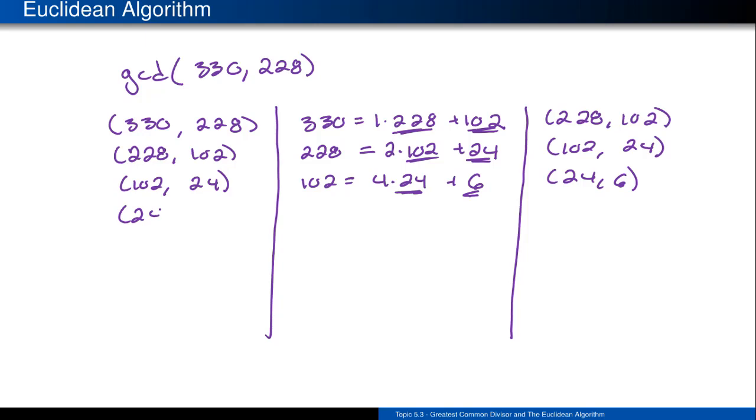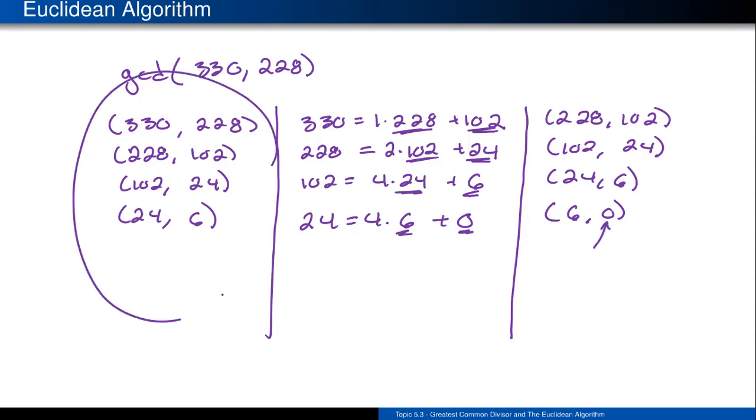So I'm going to have a 24, I'm going to have a 6, and now you can see I'm going to stop after this stage, because 6 is going to go into 24 very nicely, because I know that 24 is 4 times 6, and I have a remainder of 0 here. So in this case, I'm going to have this new pair of 6 and a 0. That's going to say that all of these pairs have the exact same greatest common divisor, and that greatest common divisor is this very special number that was the last non-zero thing. So in this case, it's going to have a GCD of 6.